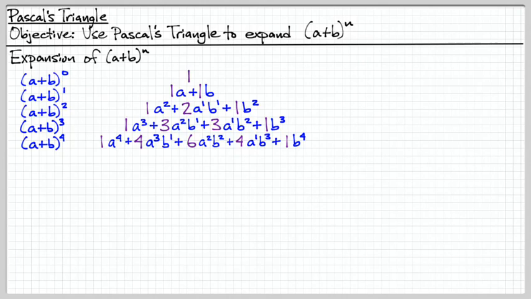Now, the key thing to look at is these coefficients here. There's kind of this cool pattern that's emerging when we look at each of these coefficients. You see here the 3 is the sum of the 1 and the 2. The 4 here is the sum of 3 and 1. The 6 is the sum of 3 and 3.